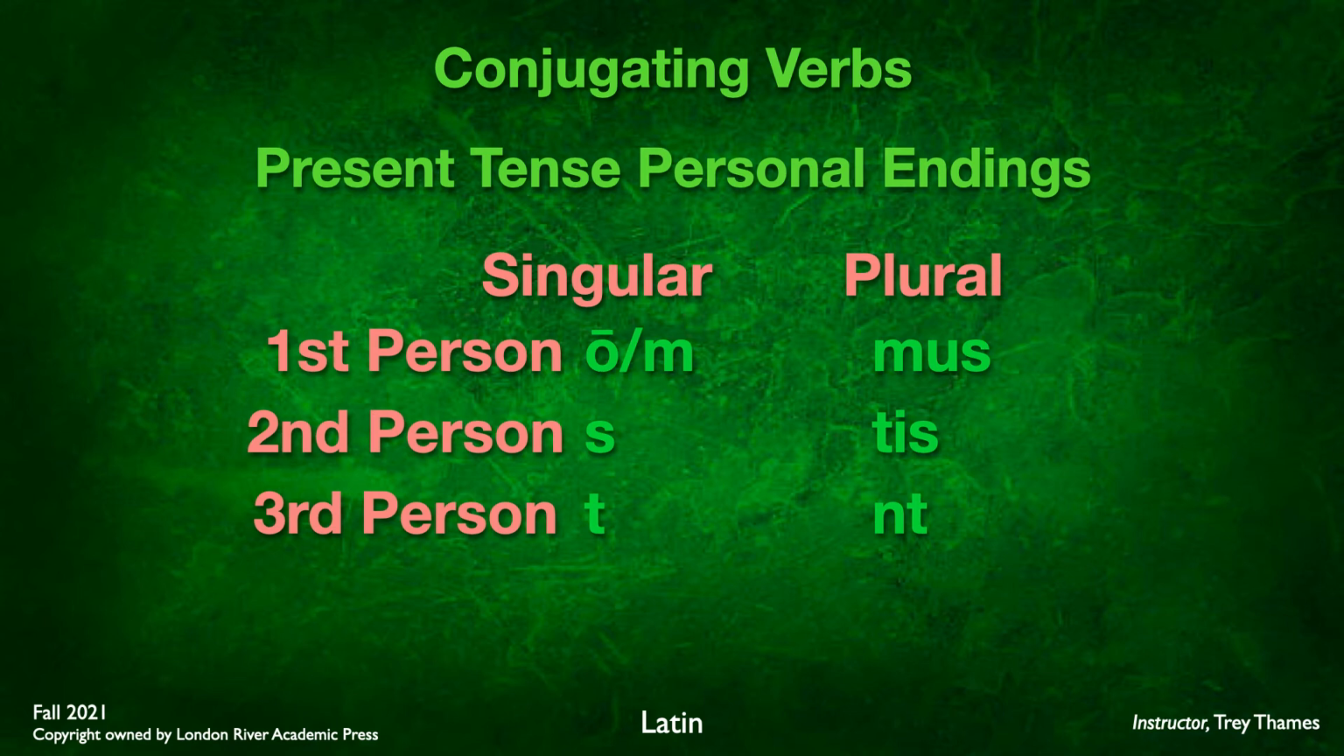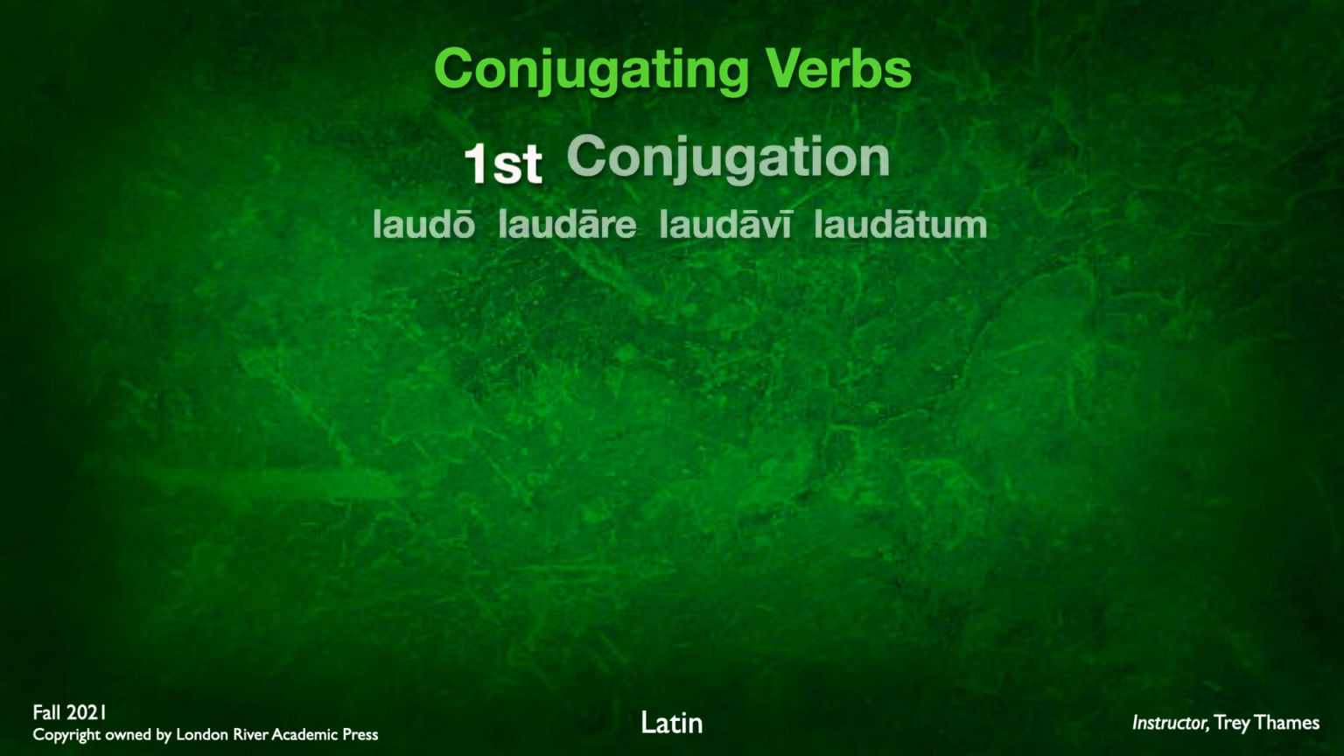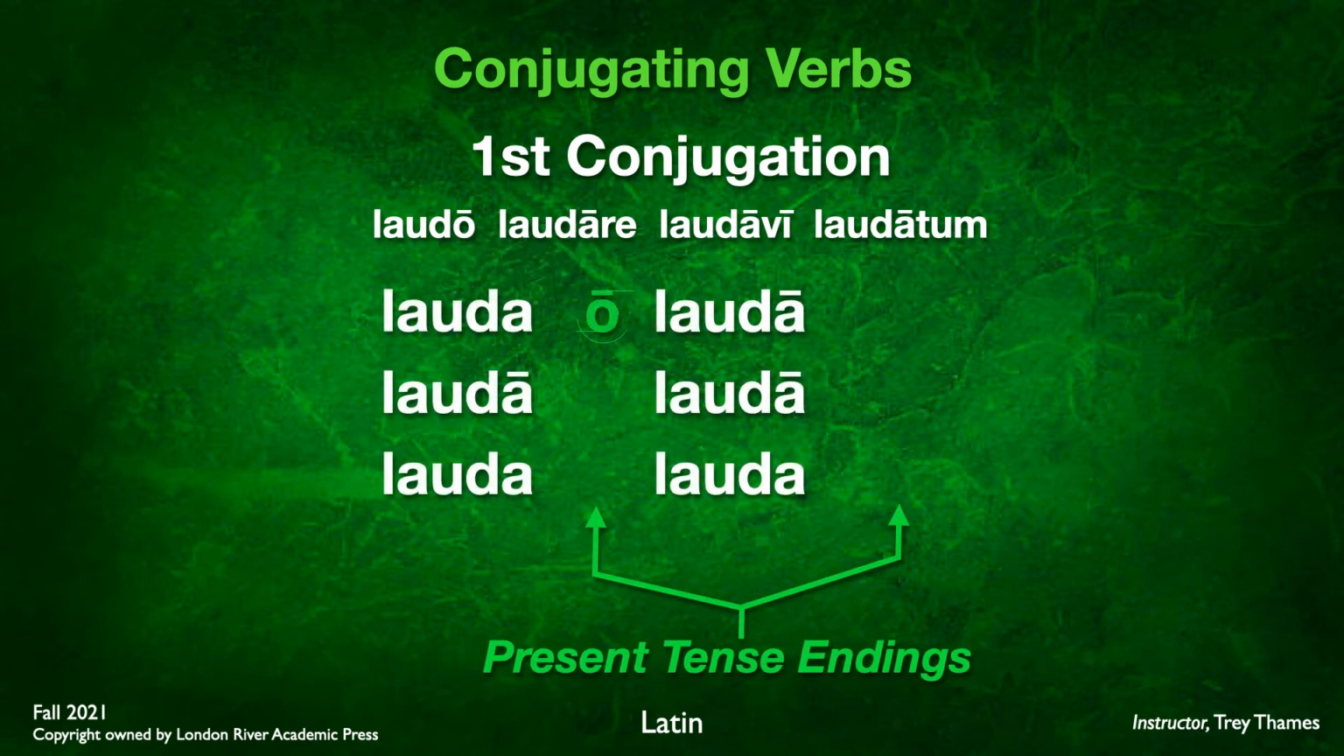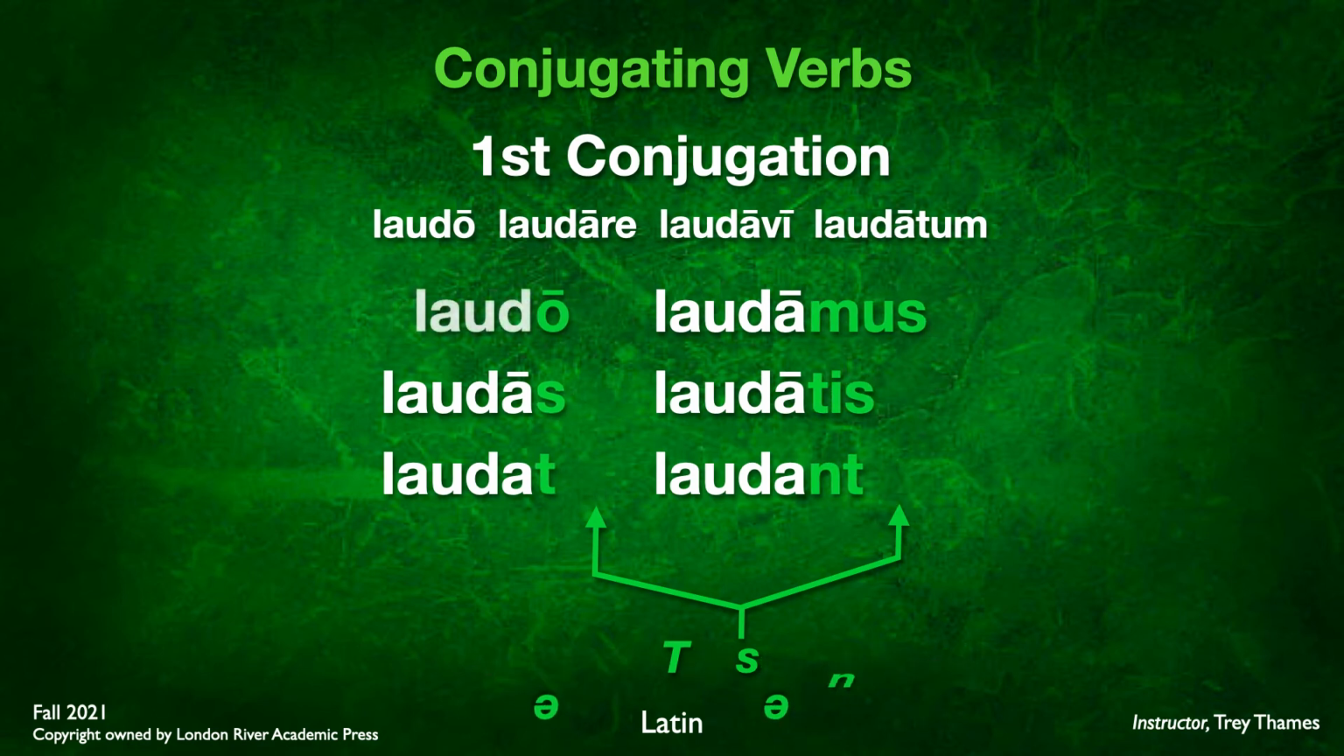Okay, so let's see how this actually functions. When you conjugate a verb, we're going to use laudo as our example. Remember, it's our paradigm verb. So laudo, laudare, laudavi, laudatum. And if you remember, the second principal part is where we find the stem. So we drop that re ending, and it gives us lauda. And to that, we're going to add our endings. And we add it together, and we end up with laudo, laudas, laudat, laudamus, laudatis, laudant.